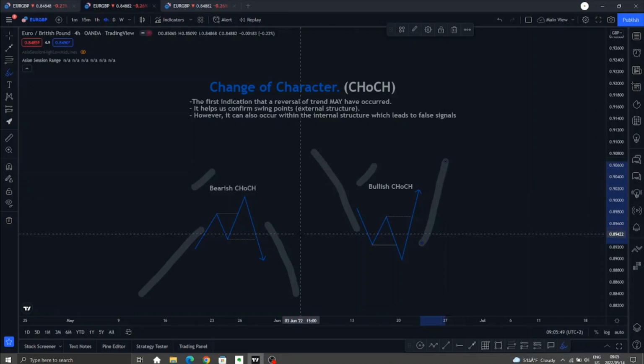Now, in order for you to have a valid change of character, you need to have two things.